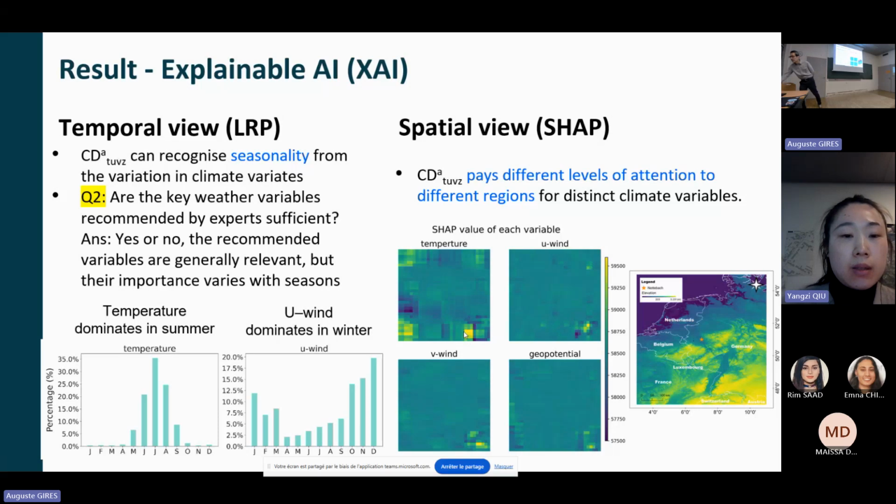Yes, and then you can see that when there's a mountain area, the UV wind becomes more important. Here's a mountain area in the lower right corner, and they become more important. Okay, I understand. Thank you so much.